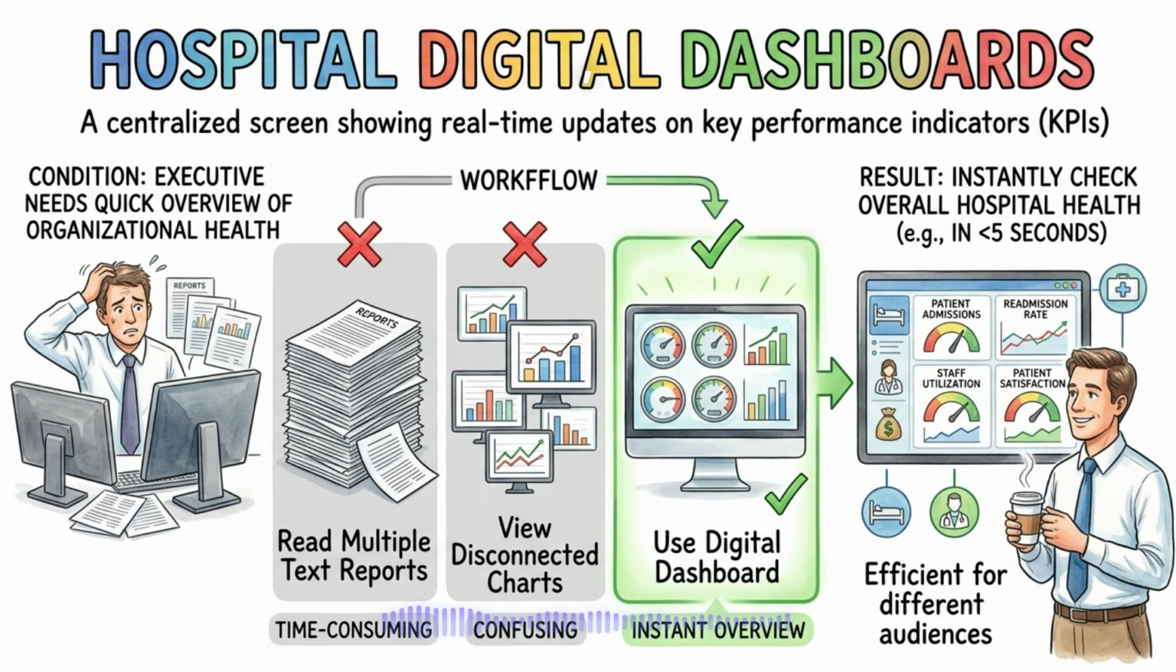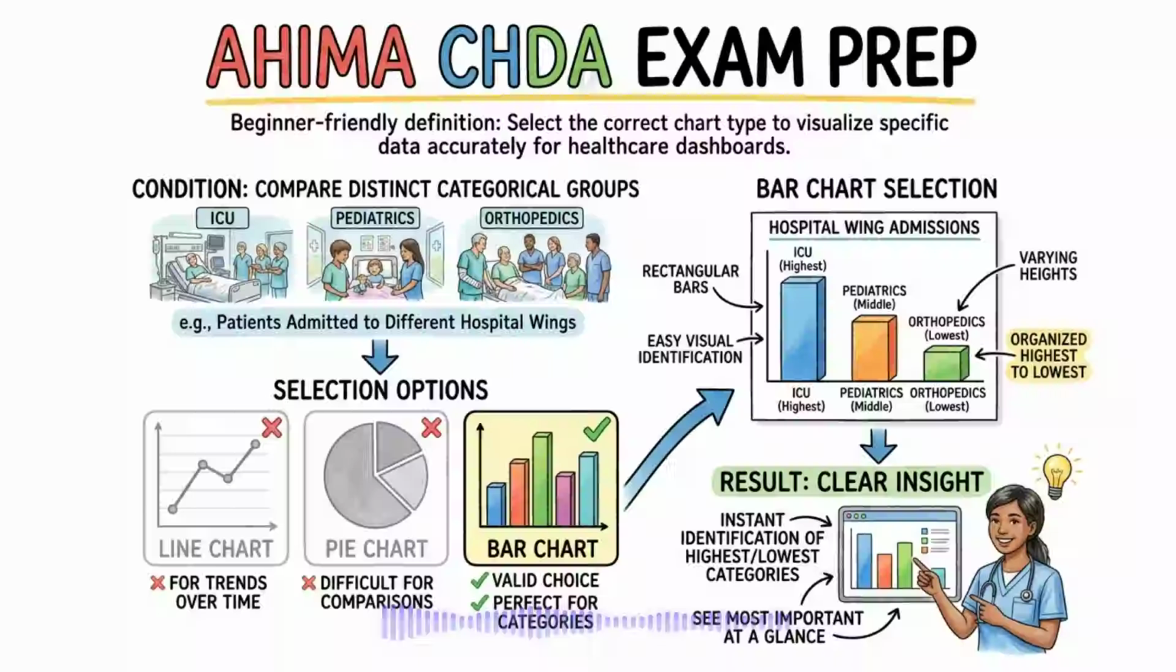A well-designed hospital dashboard allows executives to check the overall health of their entire organization within 5 seconds of opening their computer. To build these dashboards, you must know exactly which specific type of chart to use for different types of data. When you want to compare distinct categorical groups, such as the number of patients admitted to different hospital wings, you should always use a bar chart. Bar charts use rectangular bars of varying heights, making it incredibly easy for the eye to quickly identify which category is the highest or the lowest.